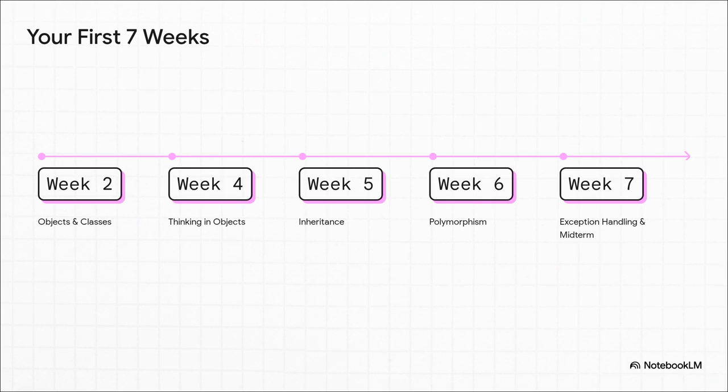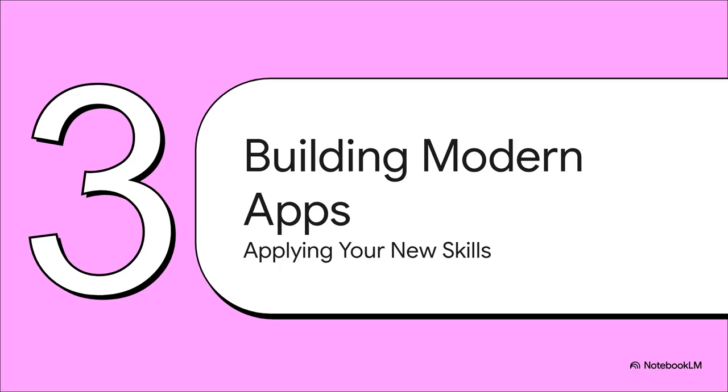You start with the fundamentals of classes and objects, then you learn how to think that way, and then you start layering on the really powerful stuff like inheritance and polymorphism. By the time you hit the midterm, you'll have that whole foundational toolkit ready to go. Okay, so you've got the theory down pat. But what good is theory if you don't actually use it, right?